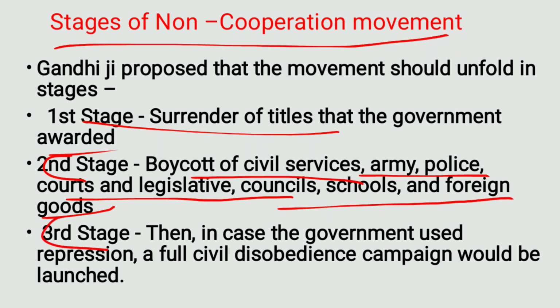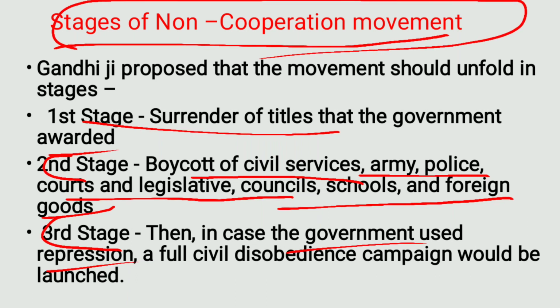In the third stage, he wanted a full civil disobedience campaign. It means he wanted a full civil disobedience against the government's repression. They told this in the third stage. Okay, these three stages were completed in the non-cooperation movement, which was launched by Gandhiji.